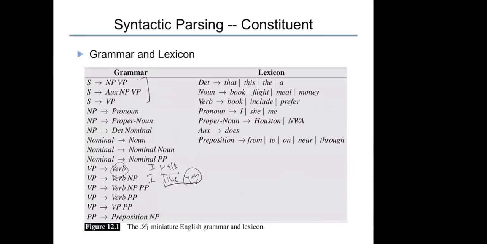Lexicon is all the vocab words. It's a fancy way of saying the vocab. And I told you that there are two types of nodes. One is non-terminal, which is S, NP, VP. These things are non-terminal. And the actual words in the sentence are the terminals. So every leaf node is terminal, and every non-leaf node is non-terminal. It's a very straightforward definition.